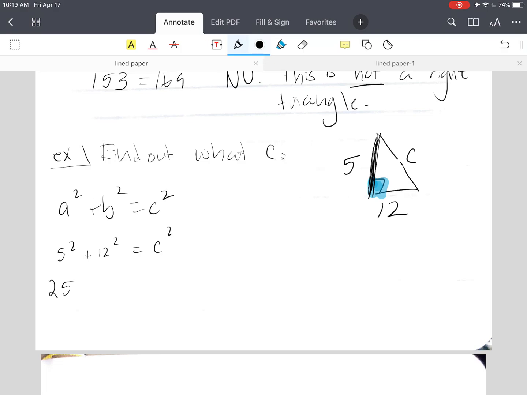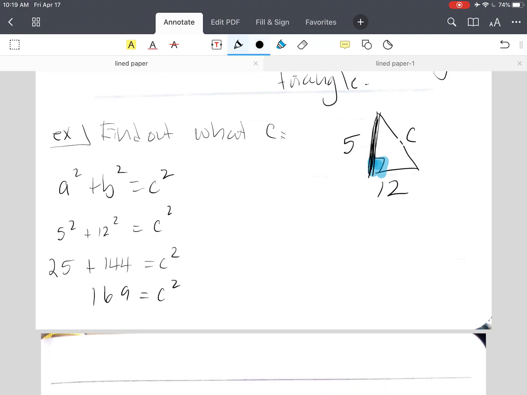5 times 5 is 25. 12 times 12 is 144. That's going to be equal to c squared. 25 plus 144 is 169. Now you might be wondering here, well, how do we solve this equation? Well, we're thinking of a number such that something times something, right? c times itself should equal 169.